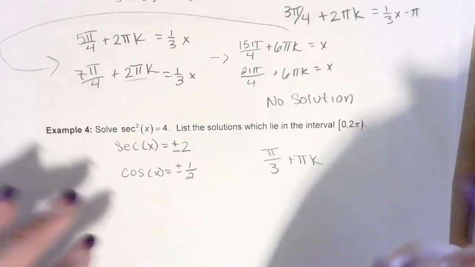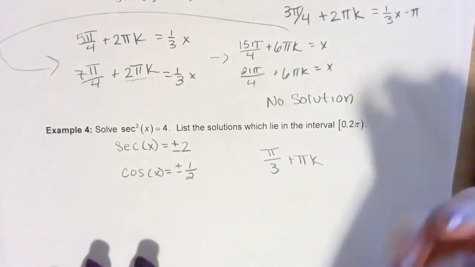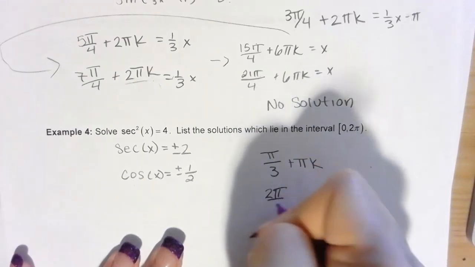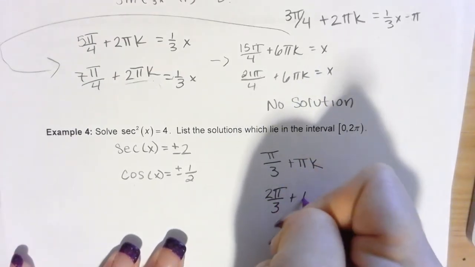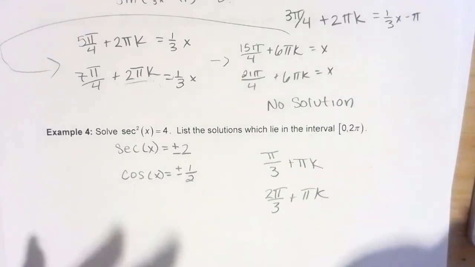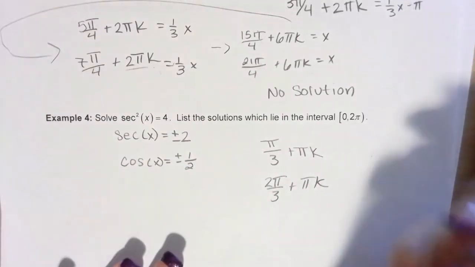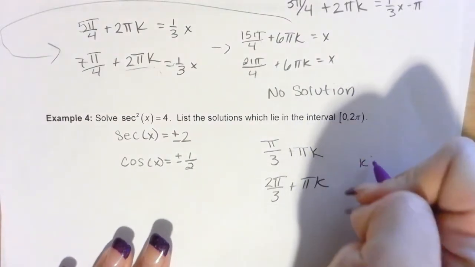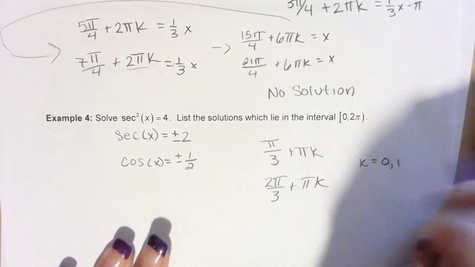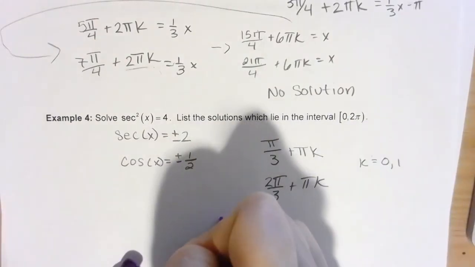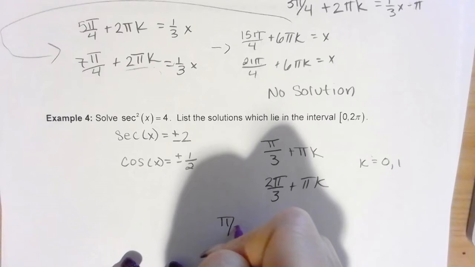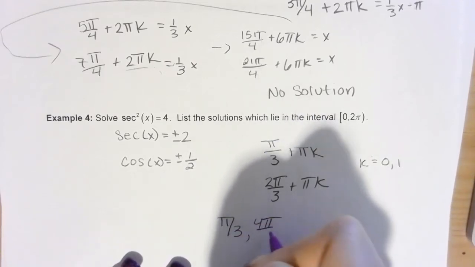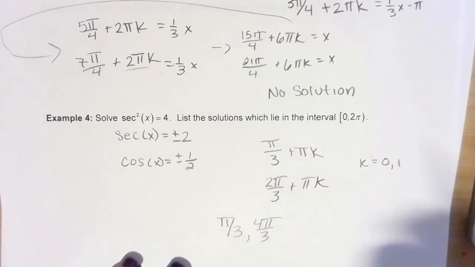Right? We add 180 degrees to be able to get to the next one. And then we have 2 pi over 3. And we can also add pi over k. What are the only values of k that keeps us in between 0 and 2 pi? Well, k can equal 0 or 1. So when we plug that in, we get pi over 3, 4 pi over 3, right? Because if I put 1 in there.